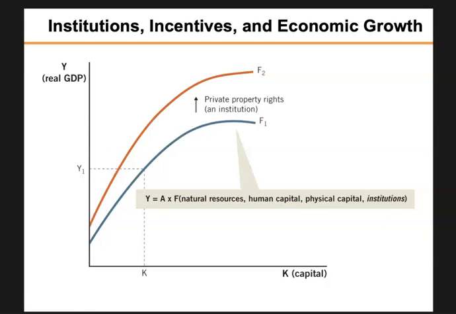Growth-fostering institutions are those that maximize expected future payoffs for producers, right? So positive institutions can shift the production function upward, increasing it from F1 to F2. Now, for any given level of capital, like say capital level K, for any given capital level, output is higher, okay?